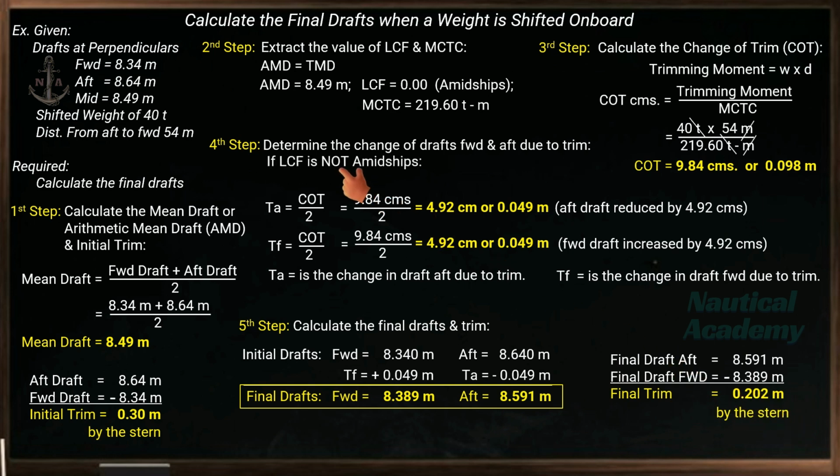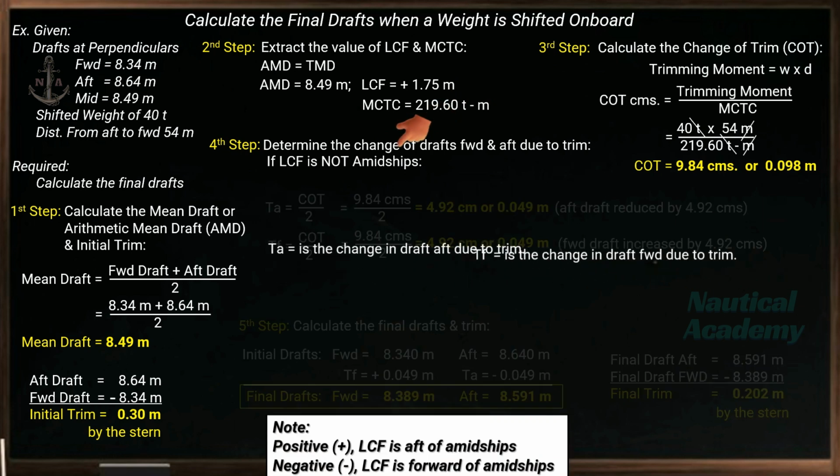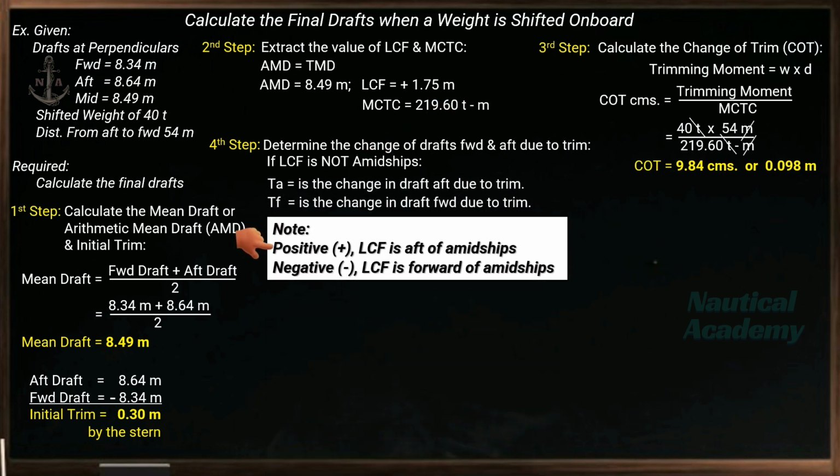But what if the longitudinal center of flotation is not amidships? Let's say the LCF is positive 1.75 meters. Remember that if the LCF is positive, the location is aft of amidships. If negative, it is forward of amidships. It means that this LCF is 1.75 meters aft of amidships. Assuming the moment to change trim by 1 centimeter remain the same, so as with the other given. So the change of trim remains the same.